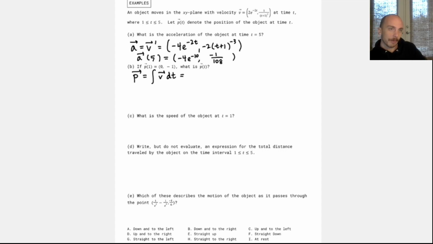Right? To find the position function, I'm going to take the antiderivative of velocity, and I'm going to get negative e to the negative 2t, remember we got to be careful about the chain rule, plus some kind of constant, and negative 1 over t plus 1 plus some other constant. That's another type of antiderivative I need you to be careful about. Remember, it's not just going to be log of the absolute value of t plus 1 squared.